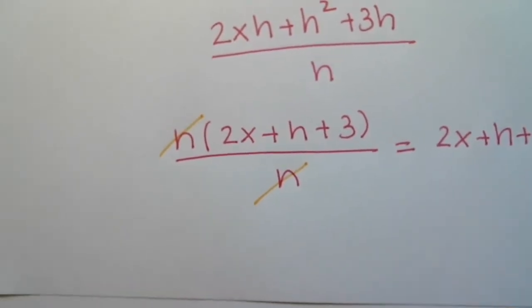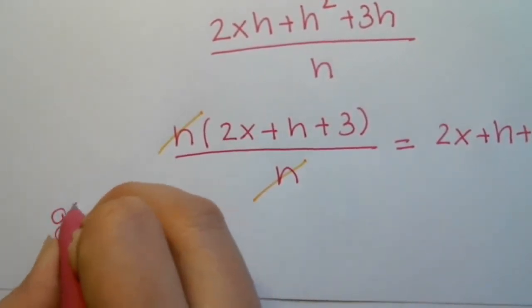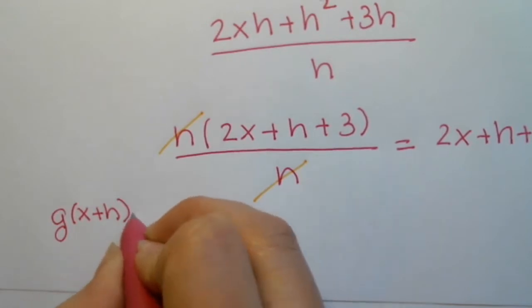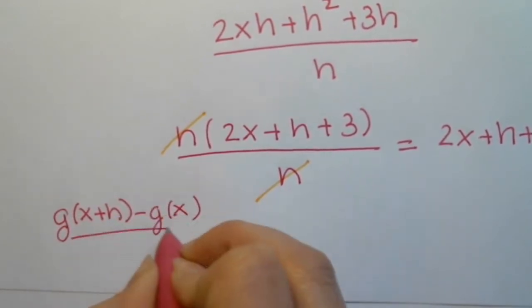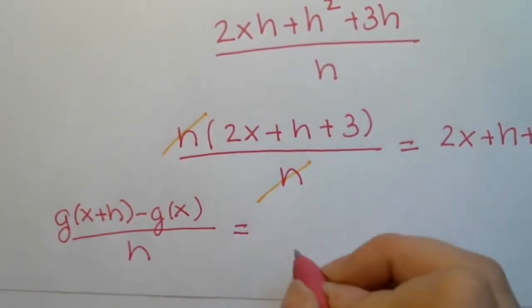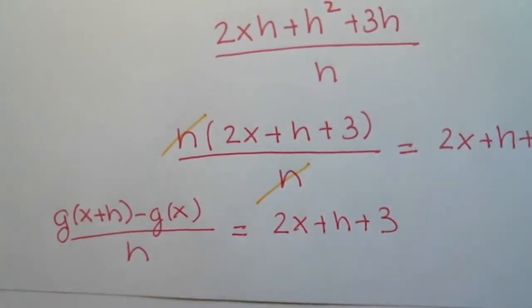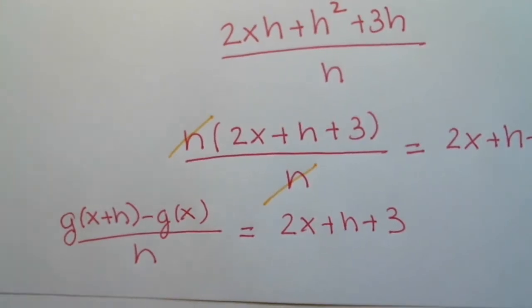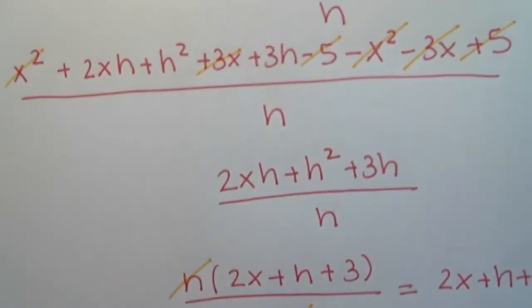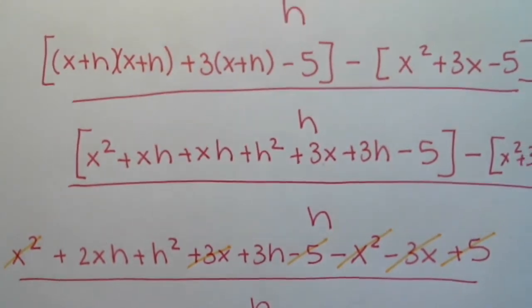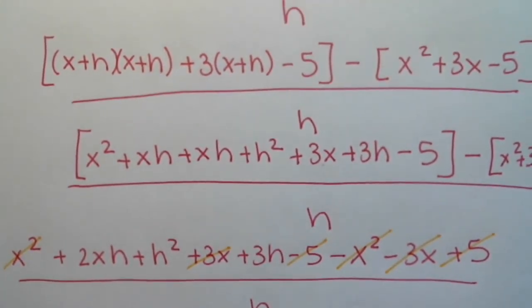And again, we want to focus on the format of our answers. So if it's g of x plus h minus g of x over h, equals our final answer, 2x plus h plus 3. All right. That's really all there is to this section. It is just expanding on what we know about using function notation and also doing some kind of computationally difficult problems like the one that we did here. So I will see you guys soon.